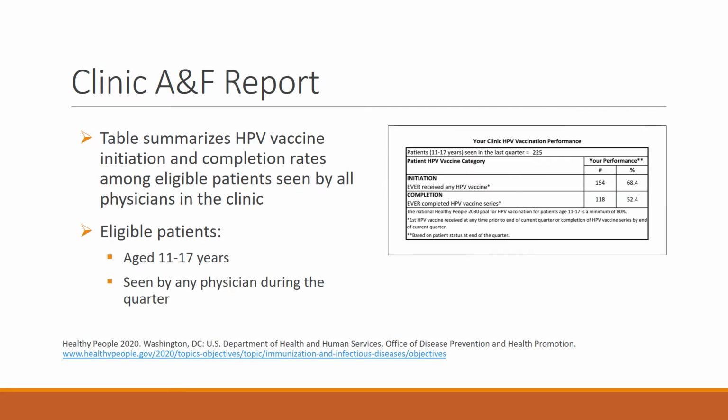The clinic performance table at the top summarizes HPV vaccine initiation and completion rates among eligible patients seen by all physicians in the clinic. Patients are eligible if they are between the ages of 11 and 17 and were seen by any physician during the quarter.